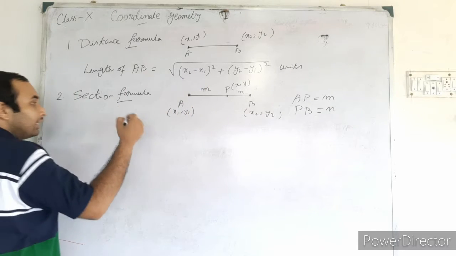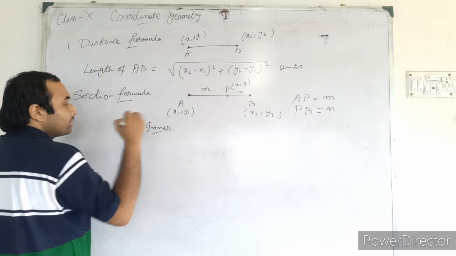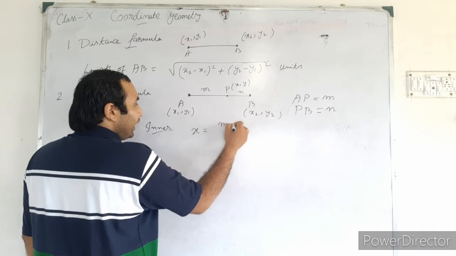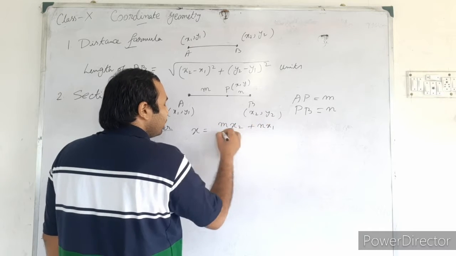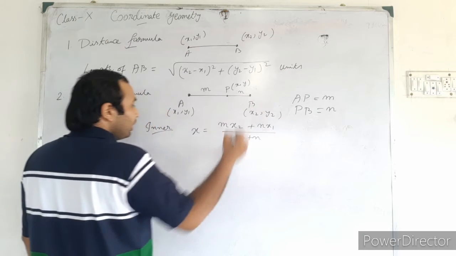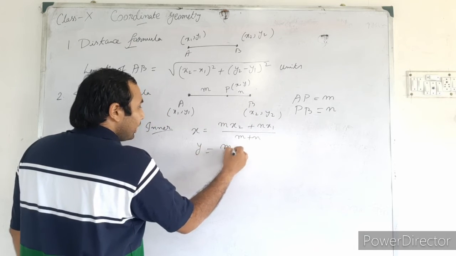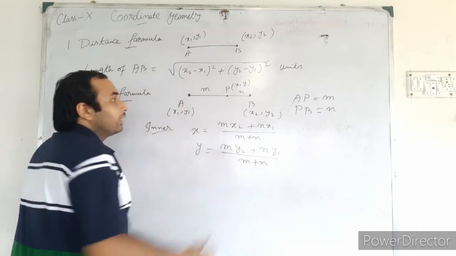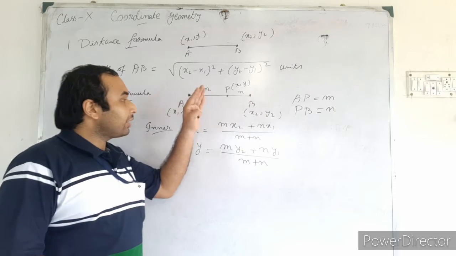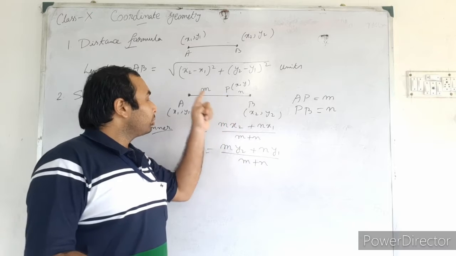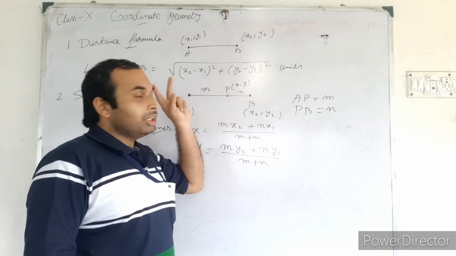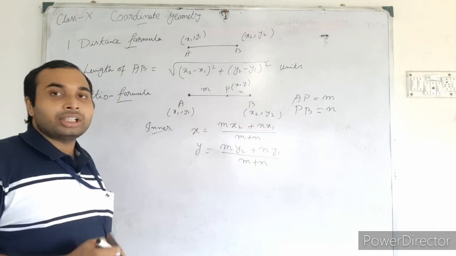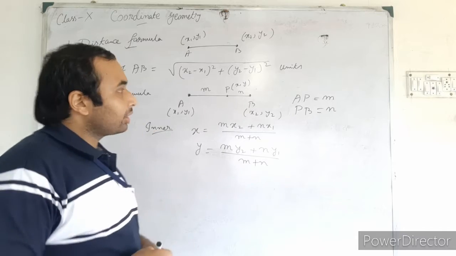The inner section formula says that x equals (m x2 plus n x1) by (m plus n), and y equals (m y2 plus n y1) by (m plus n). This is the section formula, that means finding the coordinates of the point which divides a line segment into two parts in the ratio m is to n. This is the inner section formula.